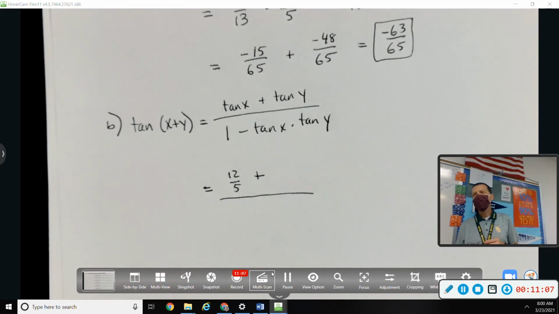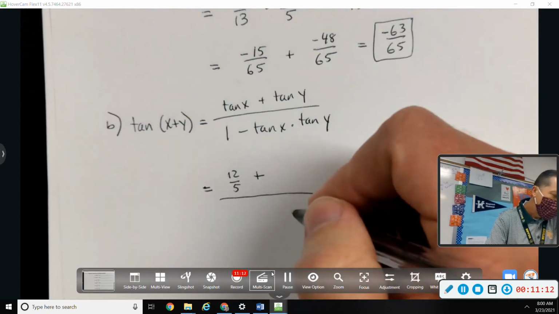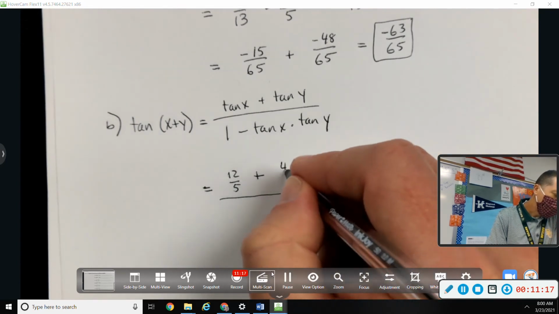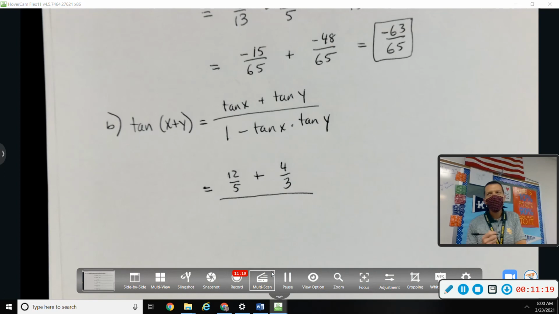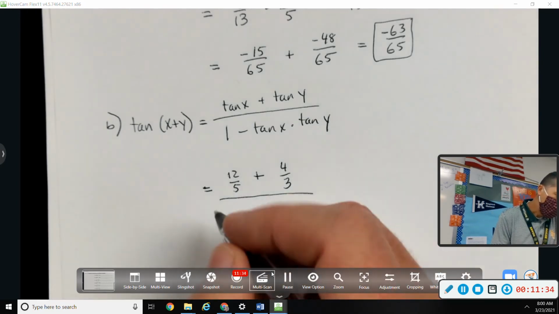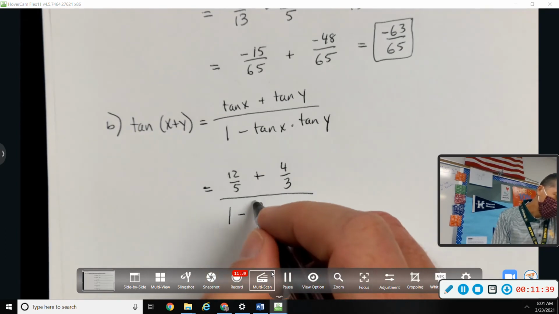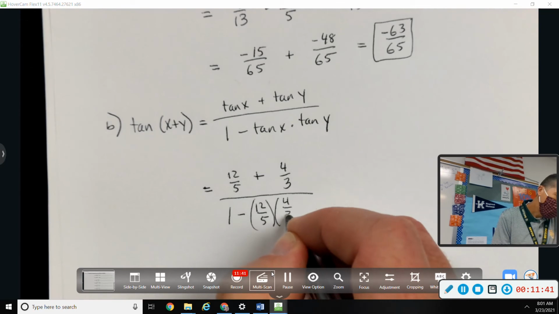I'm pretty sure I'm going to go to the calculator a little more often on this one, because this is going to be a bit messy. Tangent of y, -4 over -3. So to save myself the hassle later of dealing with the negatives, I know that the 2 negatives will become positive, so I'm just going to switch it to 4/3. If you want to keep it -4 over -3, you can. That's just more hassle for you later, though, when it comes to the calculator. And over 1 minus 12/5 times 4/3.